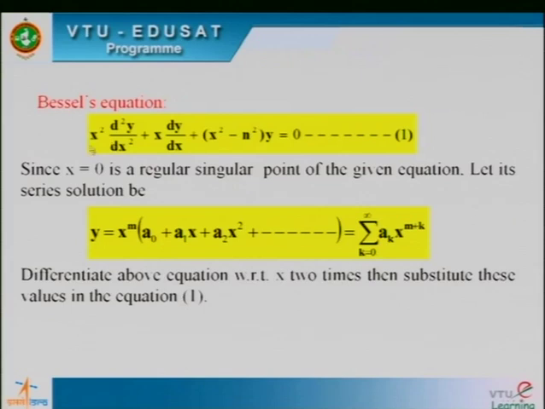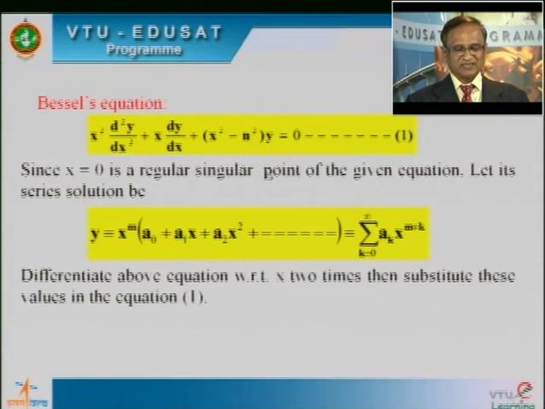Here also I want to verify whether x equal to 0 is a regular point or a regular singular point, and whether I am able to find a series solution or not. You know the coefficient of d square y upon dx square. So replace x by 0. I hope it is equal to 0. Therefore it is a regular singular point.